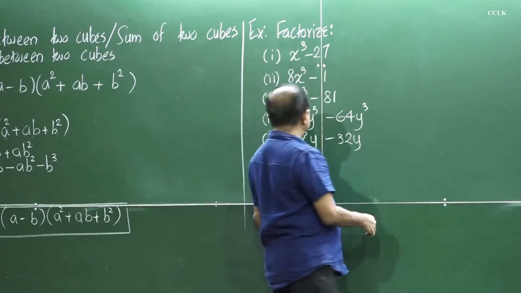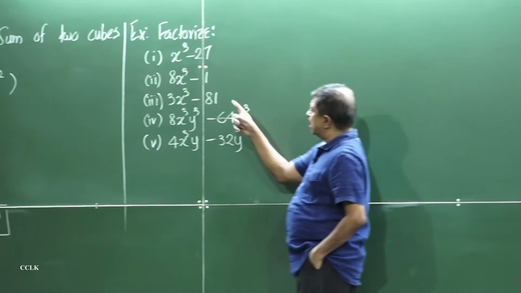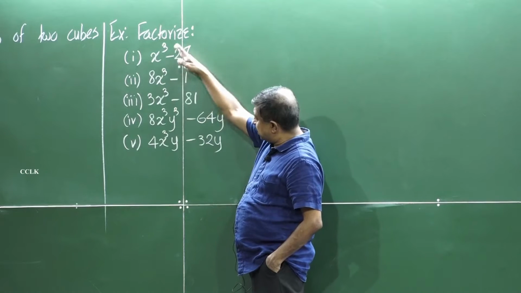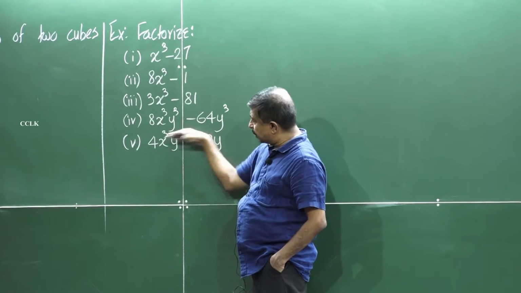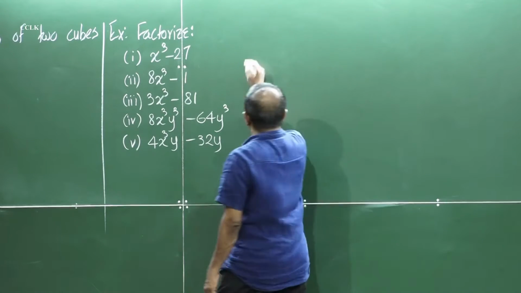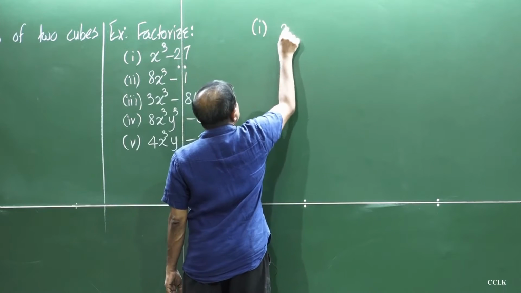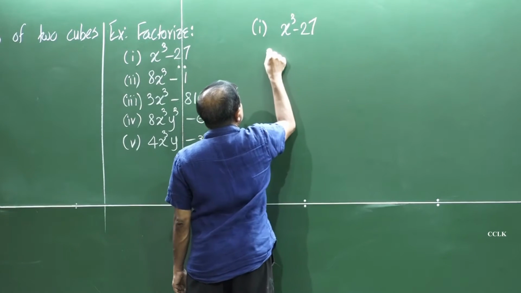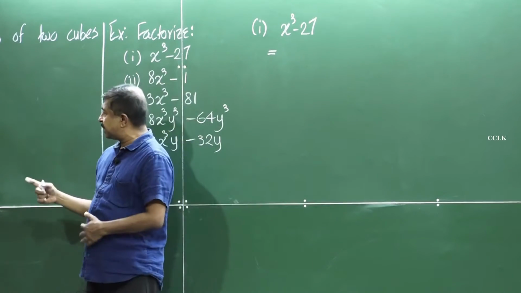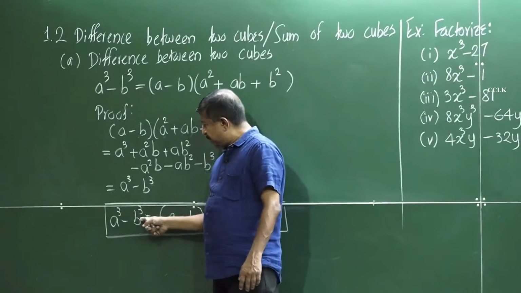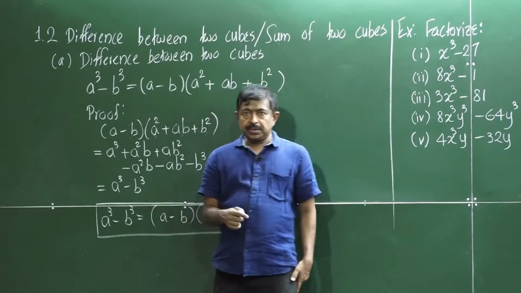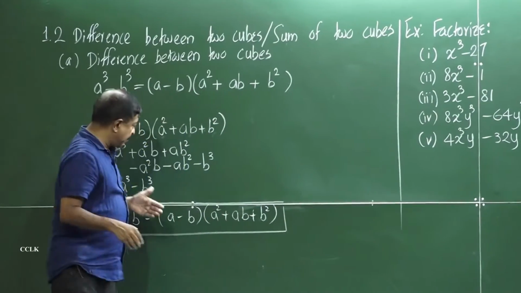Okay. Now, if you take these problems, the first one is quite easier. And when you go down, for example, the fourth and the fifth are a little difficult. So let's take the first one. Since this is our first problem, you would like to see it in this shape, a cube minus b cube, in this form.